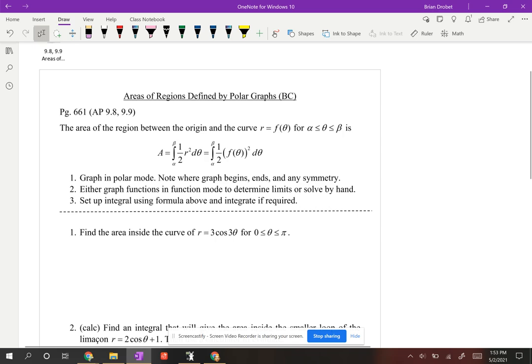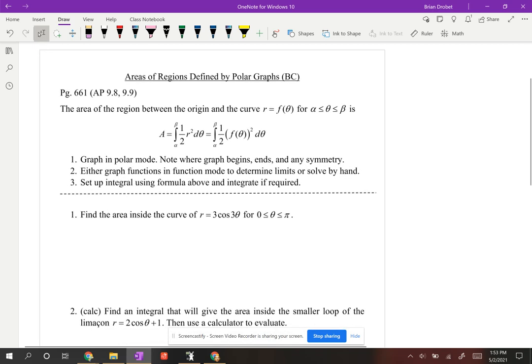The last set of notes for Calc BC, areas of regions defined by polar graphs. So in the last one, we saw how to graph polar functions and how to go back and forth between polar and Cartesian or rectangular, and how to find the slope of a tangent line or the derivative of a polar function.